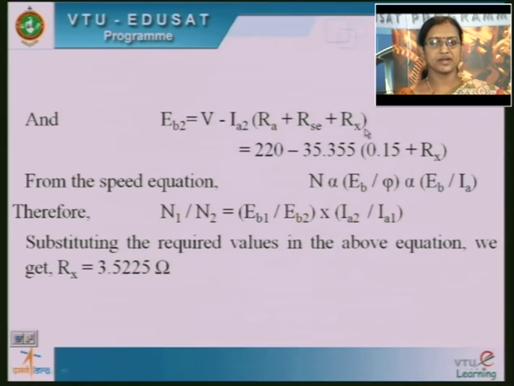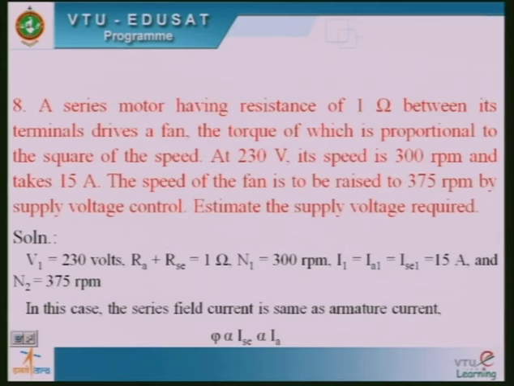You are going to add the resistance value of 3.5225 ohm in series with the armature and the series field winding to reduce the speed of the motor from 500 RPM to 300 RPM. So, this is how you have to analyze the problem.